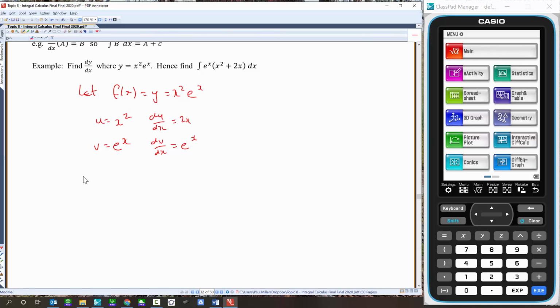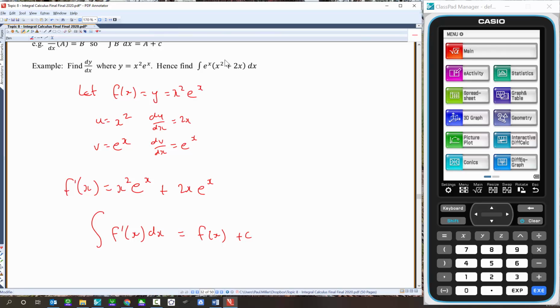Now let's state what f dash x is. f dash x is equal to u dv/dx, that's x squared e to the x, plus v du/dx, which is 2x e to the x. Now we're going to integrate f dash x dx, and what we know will happen is it will return us to f of x, plus c I should say. So when I integrate this, it'll return us to the original function.